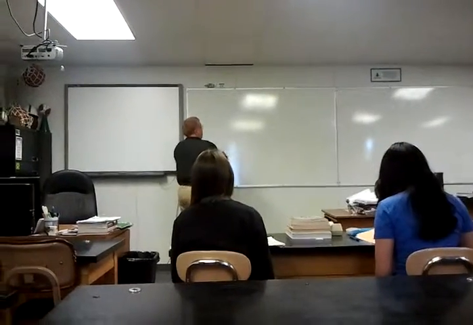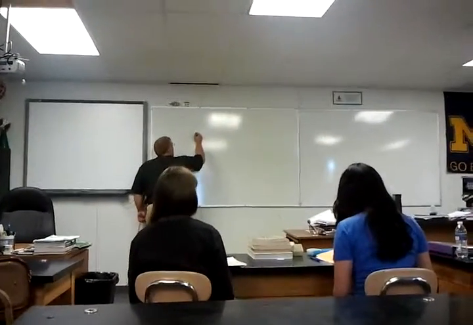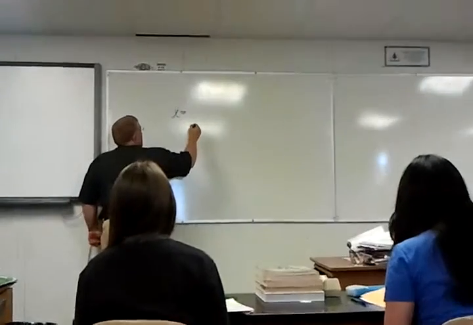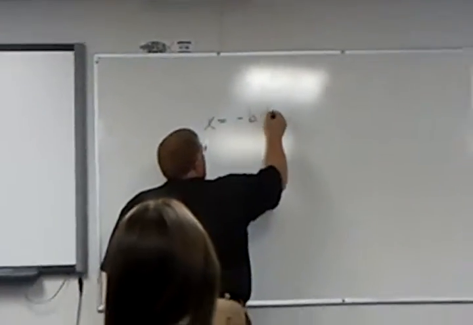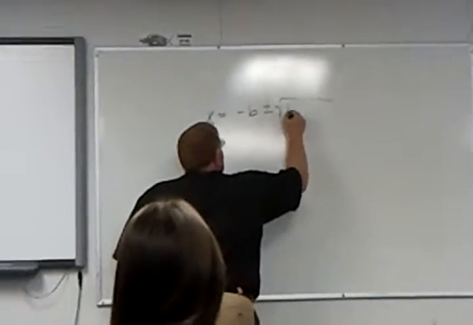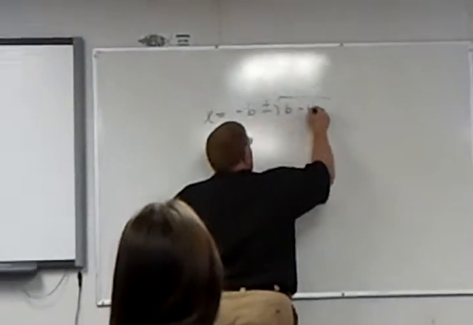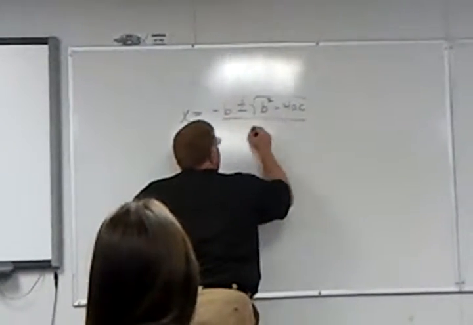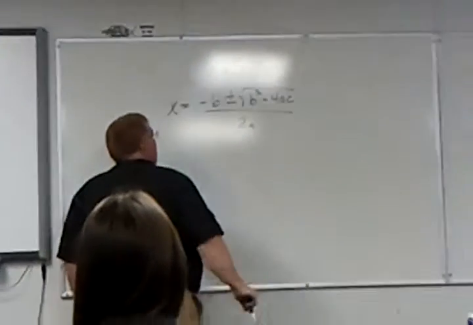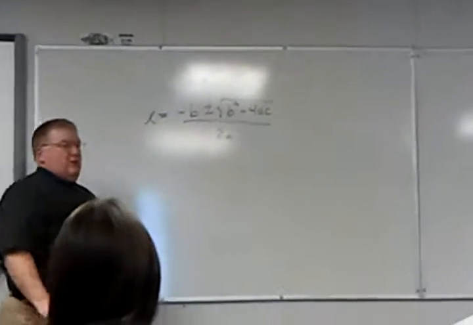Quadratic equation? X equals the opposite of b, plus or minus the square root of b squared minus 4 times a times c, over 2a. Good. Some people filled in some things that we were missing. b squared minus 4ac. Okay?